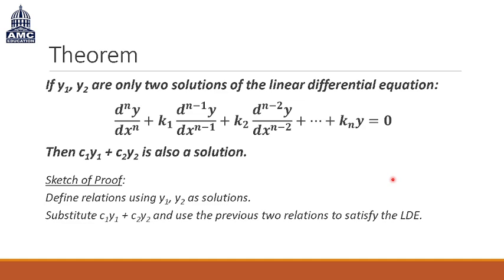Okay, the proof is pretty simple. I leave it to the viewer to actually solve it and write it down. Just as a sketch of the proof, since y1 and y2 are solutions of the linear differential equation, we can take the linear combination of both of the left hand sides of this equation with y1 and y2 substituted one after the other, and we can find out by the properties of differentiation that indeed the linear combination is a solution of the linear differential equation that is given to us.